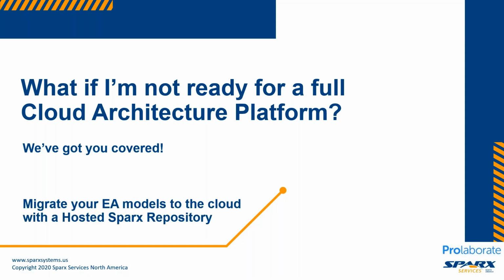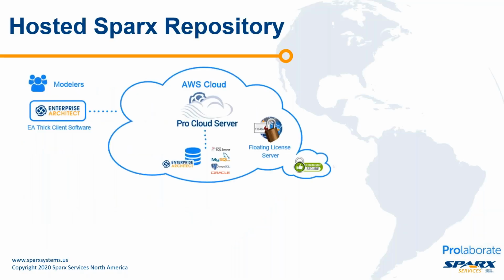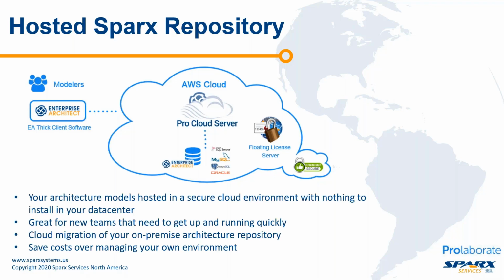In addition to the full cloud architecture platform, we also have an offering of just a hosted Sparx repository. This is a little bit smaller than what you saw before. You'll notice there's no Prolaborate in this. What you're seeing is basically the same infrastructure you would have if you're running EA on-premise connected to a shared repository. We're just doing the cloud migration of what you have today. You get your architecture models hosted in the secure cloud environment, but nothing to install in your data center.